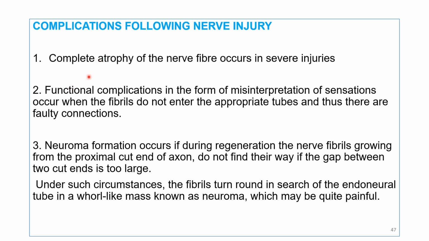So the first one may be complete atrophy of the nerve fiber. The second one may be functional complications, that is, they are not innervating the appropriate organ. There may be establishment of faulty connections.